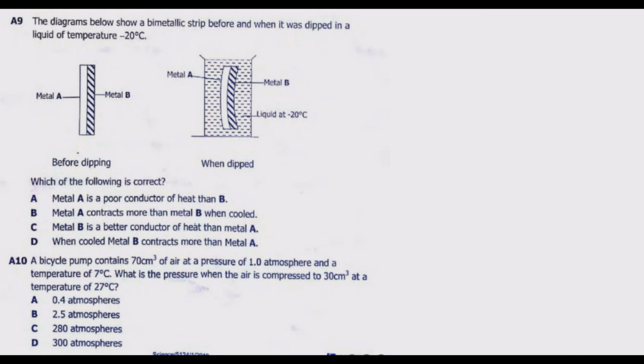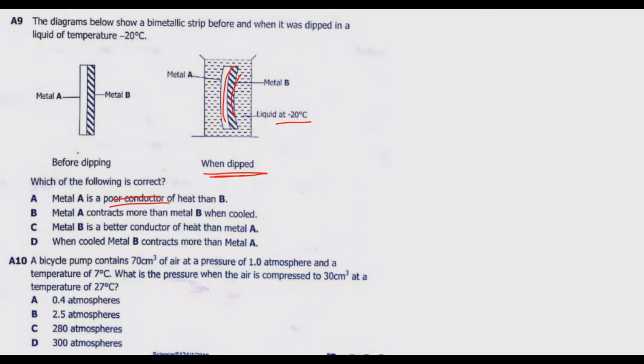So what you need to look at, can we deduce whether metal A or metal B is a better conductor or worse conductor? The fact that when we dip in cold water, which is at -20 degrees Celsius, these metals are bending, meaning they are conductors of heat. That's why they are able to contract when the temperature reduces. So this is not true.